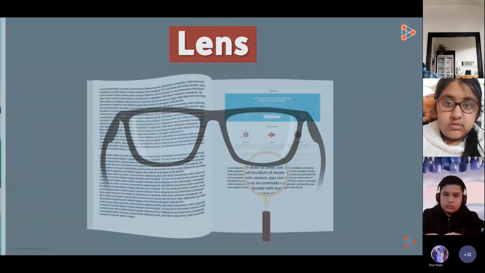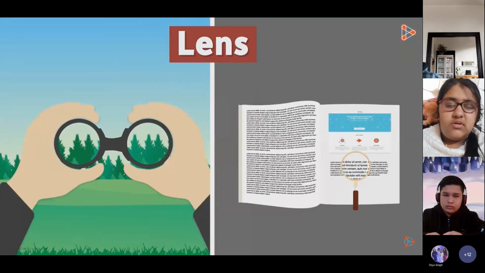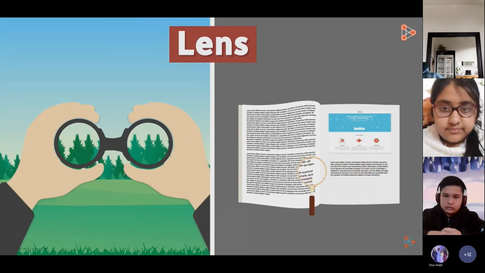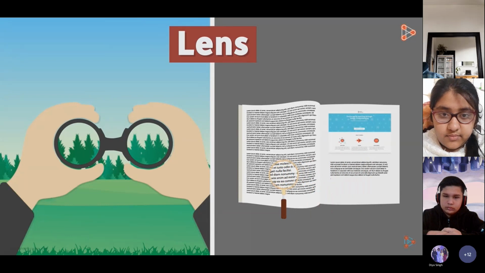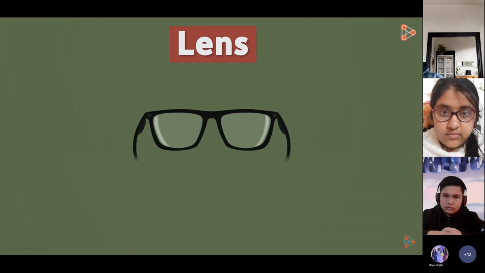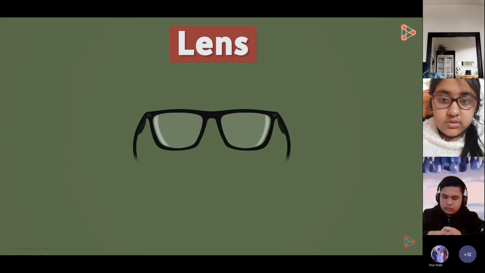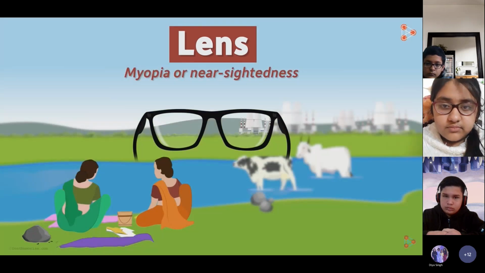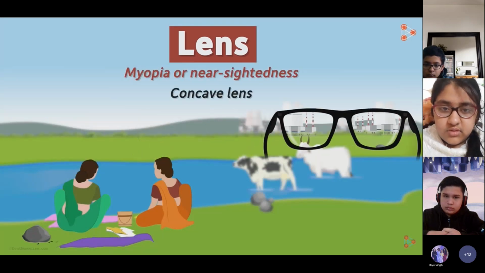The two lenses in the binoculars make the objects appear nearer to us. We use a magnifying lens to see tiny things, and it has a lens in it. And there are two kinds of lenses used in spectacles. We wear spectacles if we are suffering from certain eye defects. If one is suffering from myopia or nearsightedness, we wear spectacles which have concave lenses in them.